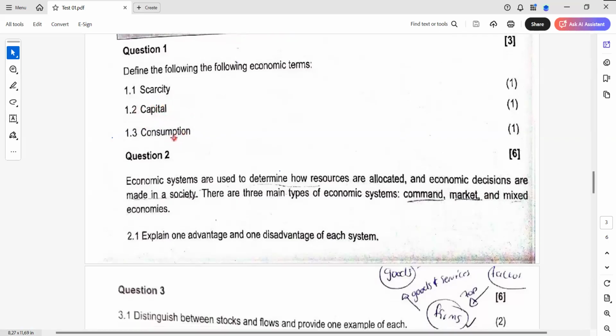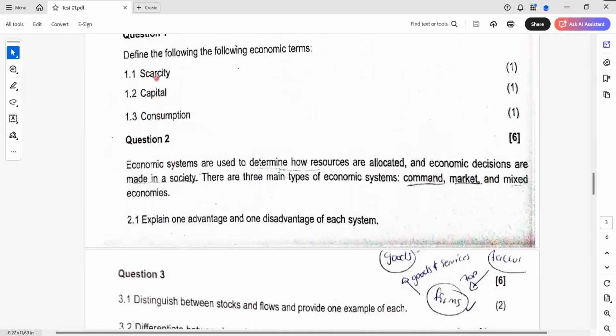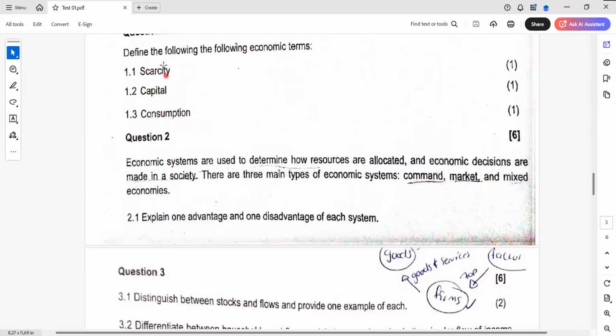And then consumption. Consumption basically refers to the utilization of economic goods and services by households, right? So when a household or consumers purchase goods and services, they're purchasing those goods and services for what? For consumption. So it refers to the utilization of economic goods and services by households, right? That is consumption. So guys, the definition here basically depends on how you understand these terms.